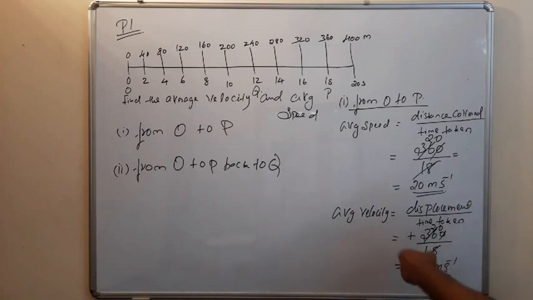So average velocity is equal to displacement by time taken. The displacement is either positive or negative, that is the direction. When we say the displacement, we have to say the direction also. So positive direction, plus 360 by time taken. Velocity is also a vector quantity, so positive or negative. So plus 20 meter per second. Clear? That is average speed and average velocity.